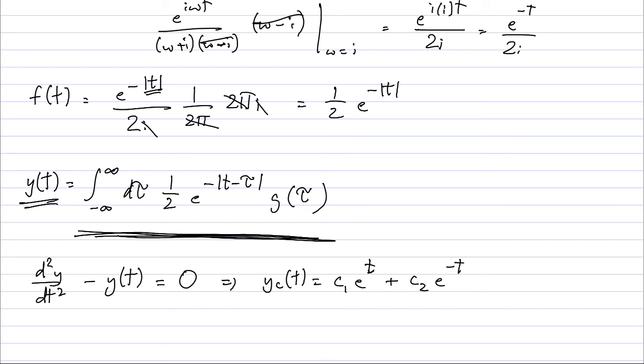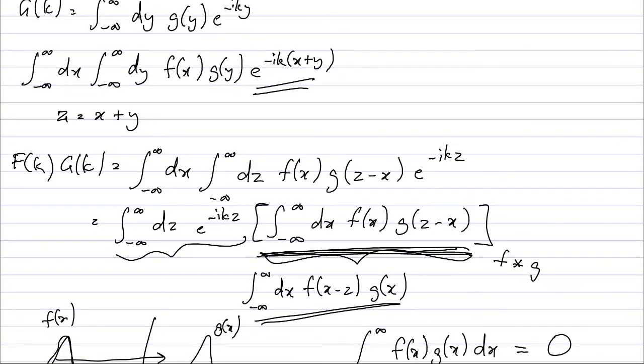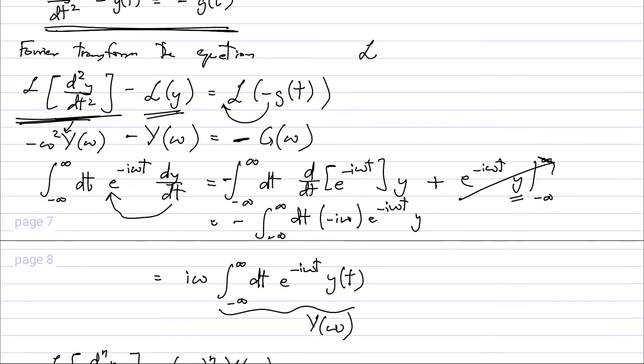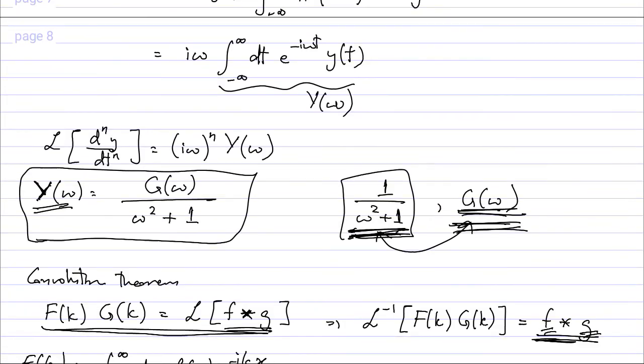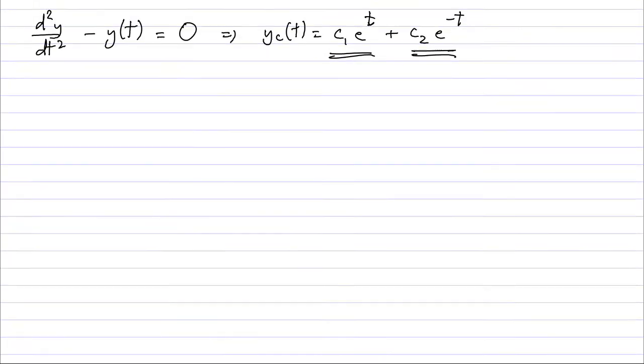Now the point over here is that these solutions won't be captured by this Fourier transform method, because when I did the Fourier transform of the equation, I was implicitly assuming that the Fourier transforms exist. For quite a lot of functions actually, the Fourier transform may not exist.